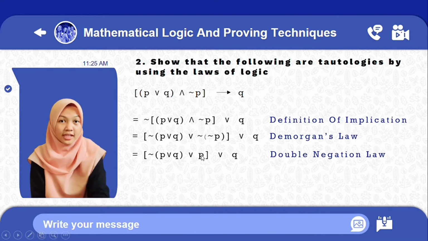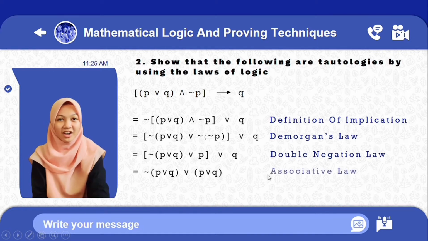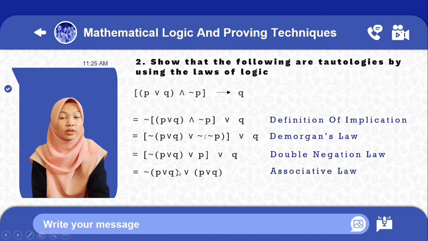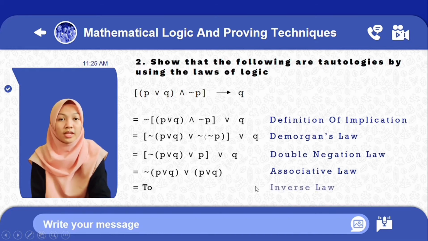Okay, the next step, we can see that there are two disjunctions, or O, on this side and this side. We can apply the associative law, and then we can group P or Q in one bracket like this. As we can see here, there are two same statements, but this one has a negation and this one has no negation. So in this situation, we can apply the inverse law, and then this statement changes to a tautology.